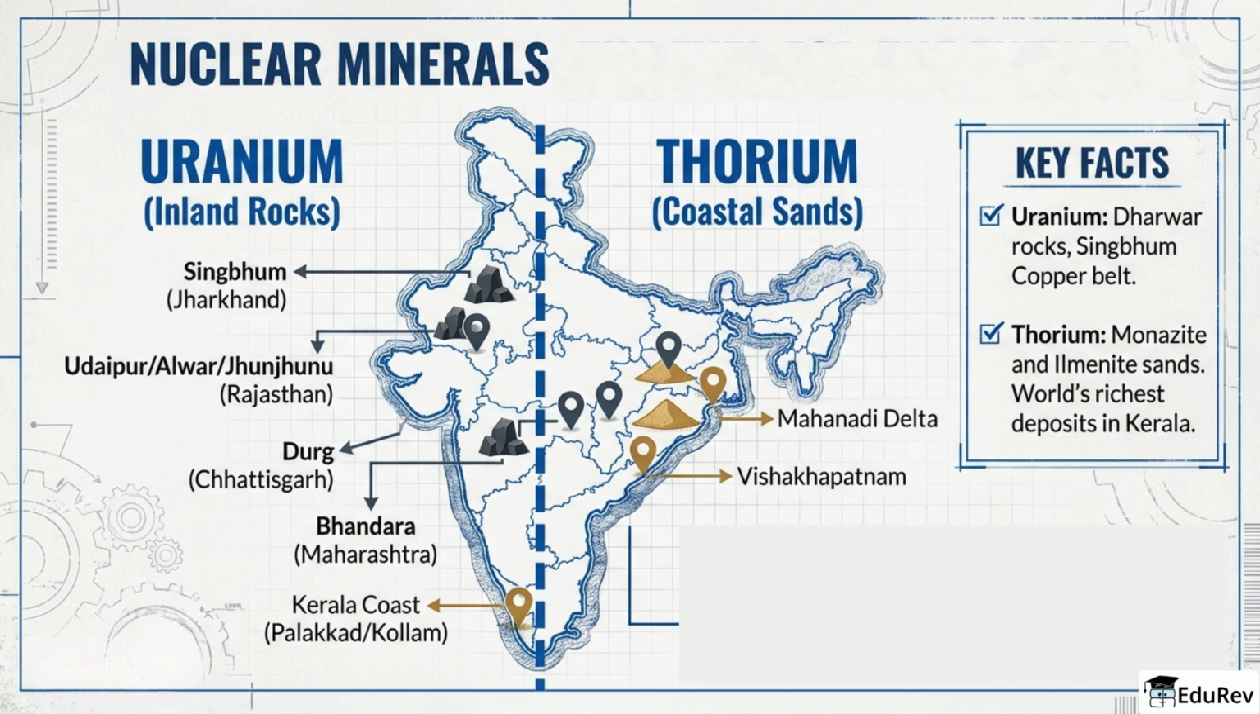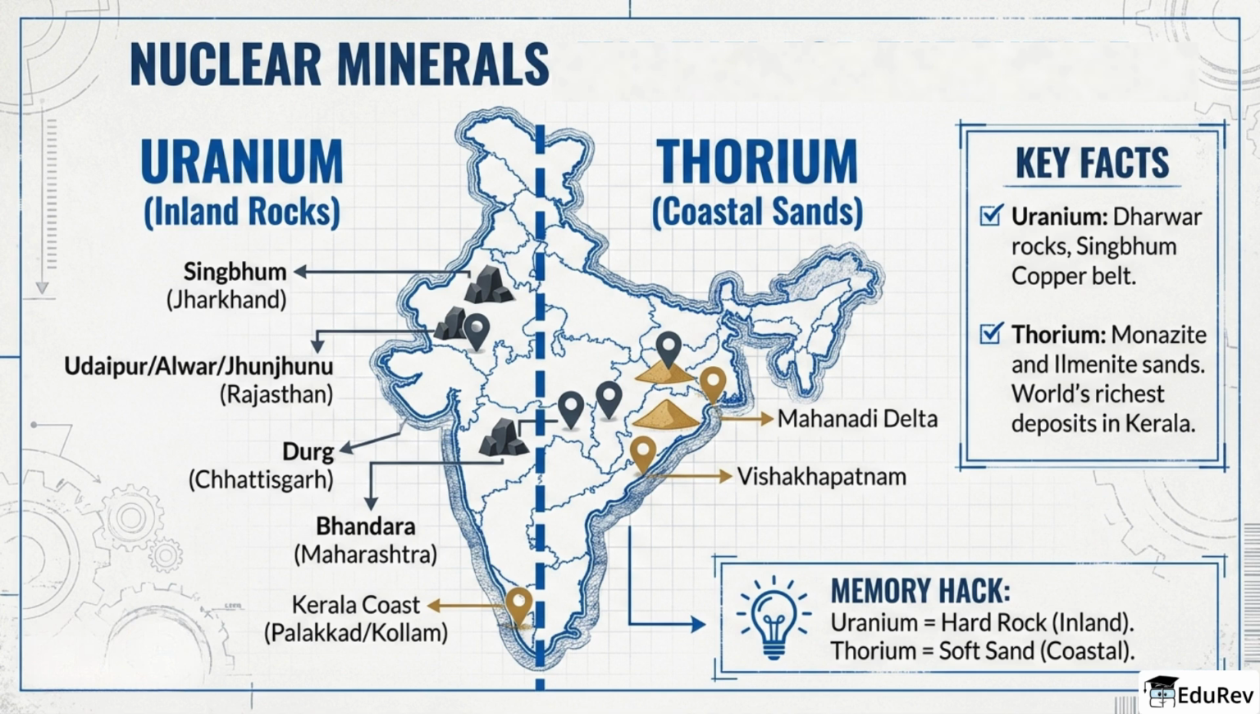And the association you should lock is simple. Uranium equals hard inland rock. Thorium equals soft coastal sand. This is where many students lose easy marks by mixing inland rocks with coastal sands.